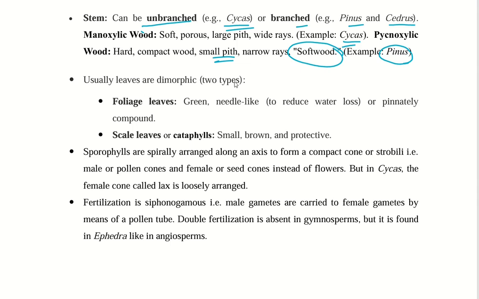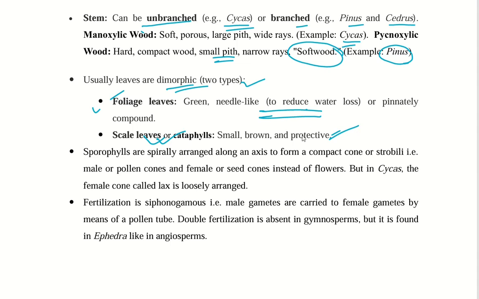Usually the leaves are of a dimorphic type, that is, two types of leaves are present. The first one is the foliage leaf, which is a green needle-like or pinnately compound type of leaf, meant to reduce water loss during transpiration. Likewise, there is another, the scaly leaf, also known as cataphylls, which is a small brown protective covering. And likewise, it's also for water absorption.